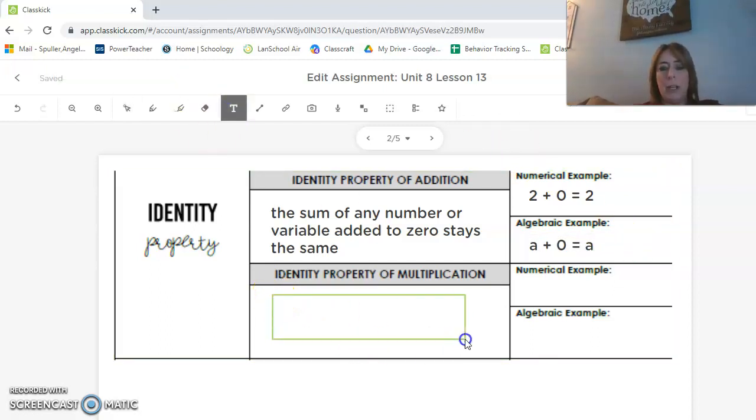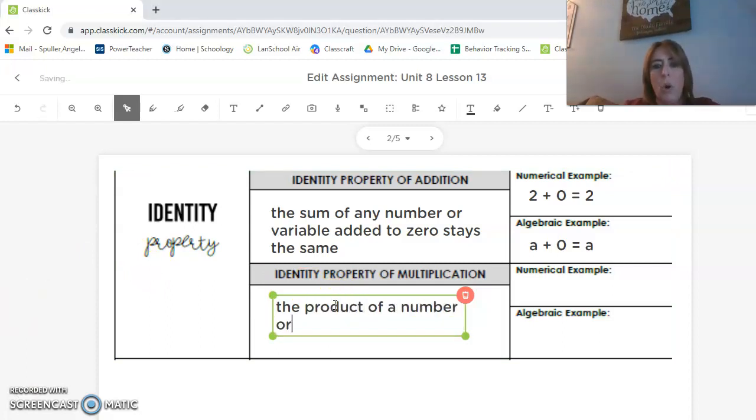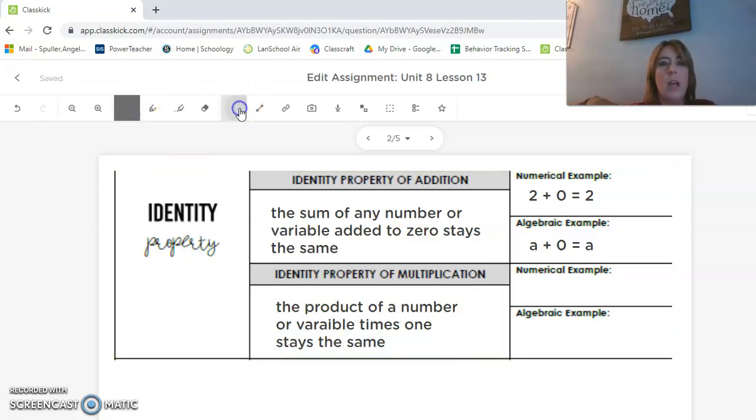Identity property of multiplication, the product of a number or variable times 1 stays the same. Okay, so what does that mean? Well, that means if I say 2 times 1, it's going to equal 2. Algebraic expression, a times 1 equals a.